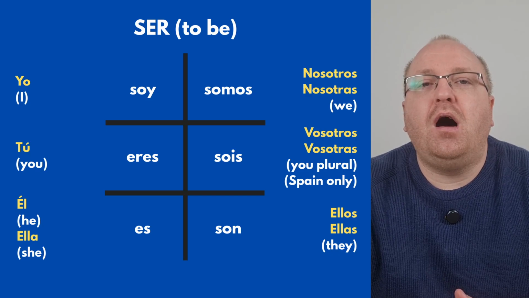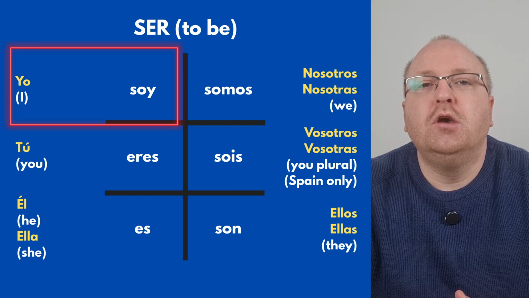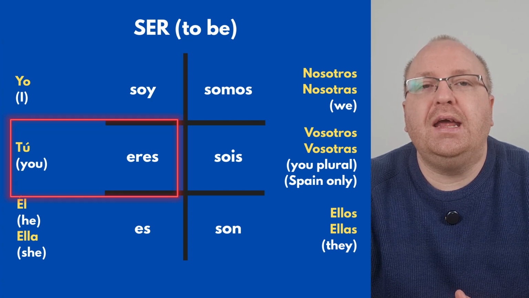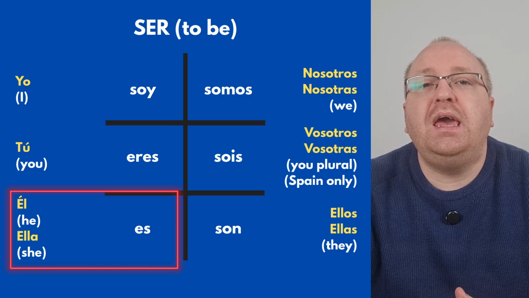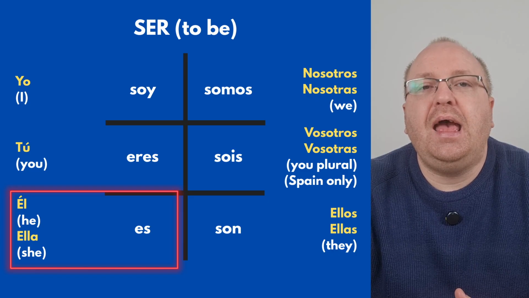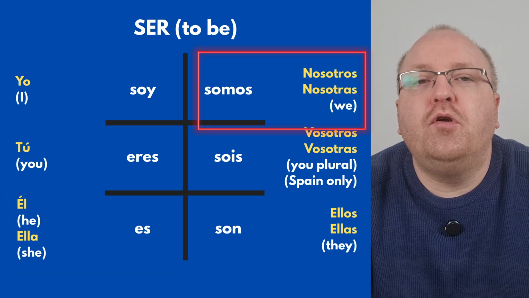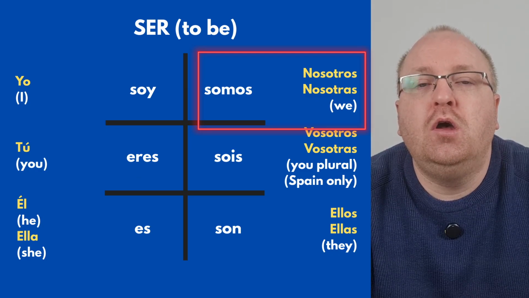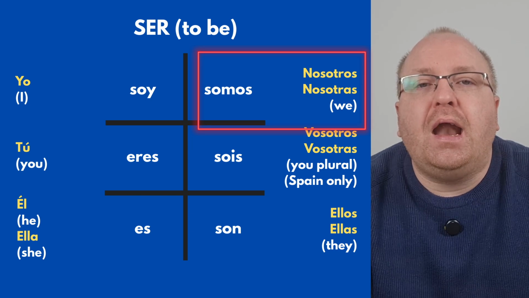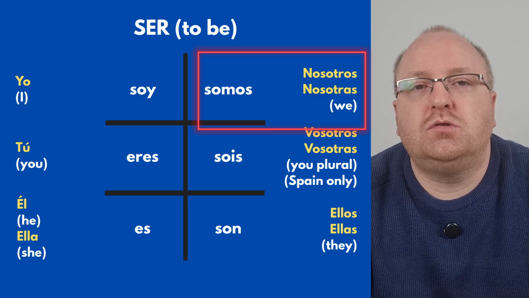So, first of all, we have I am, and in Spanish that's yo soy. You are in Spanish is tú eres. Next we have he is or she is. So he is in Spanish is él es. And she is in Spanish is ella es. For a group of males or for a mixed gender group, we are is nosotros somos. And if it's a group of only females, we are is nosotras somos.